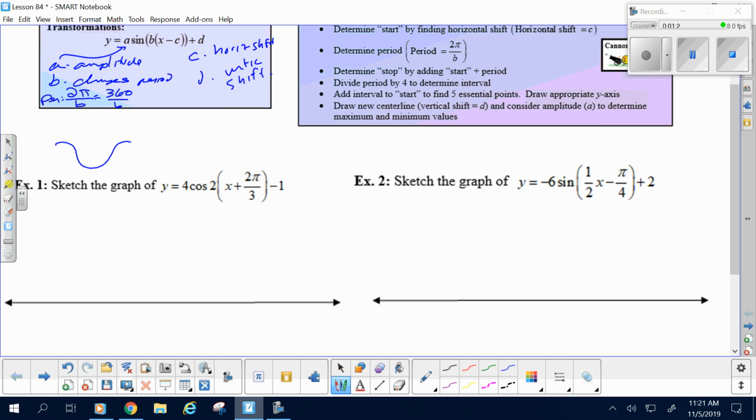All right, what's the starting point? Ryan, is it 2 pi over 3 or negative 2 pi over 3? Negative 2 pi over 3. Then we go to the period. What is the period, Ms. Lar? Or how do I find the period? Either one. 2 pi divided by 2, so the period is pi.